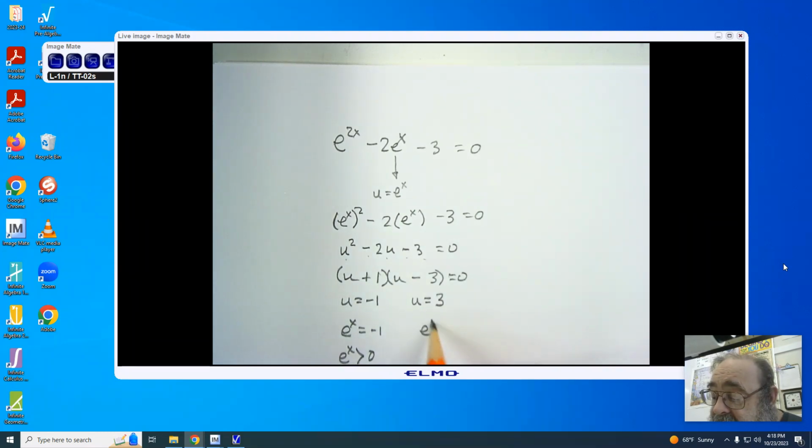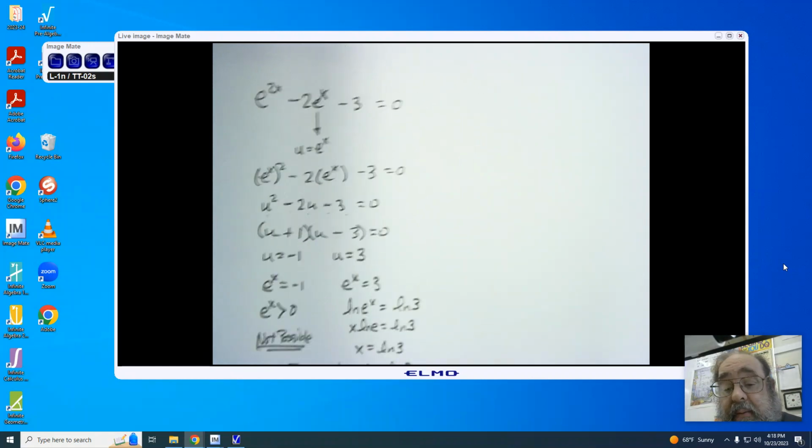But e to the x equaling 3 can be solved by using a common log and exponentiation. I'm going to use the natural log, ln. ln e to the x equaling ln of 3. The power moves down, natural log of e equals 1, so ln of 3, and my solution is x equals the natural log of 3. This is my answer. The solution is the natural log of 3. And that's how we find it.